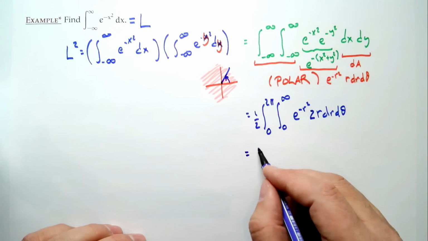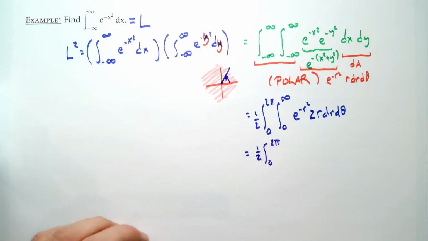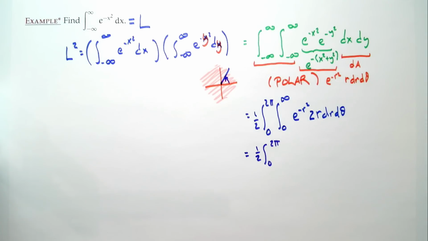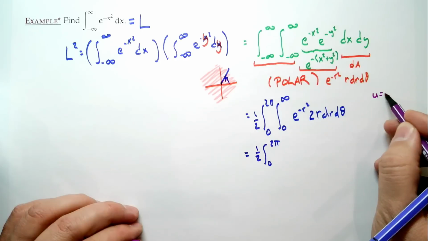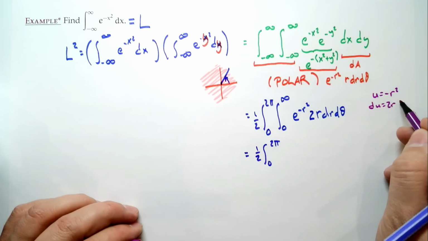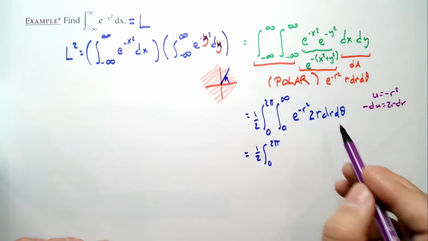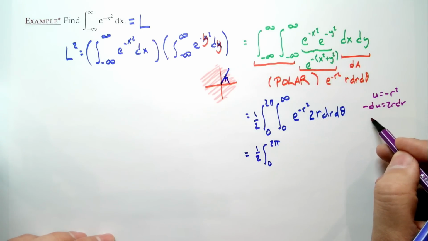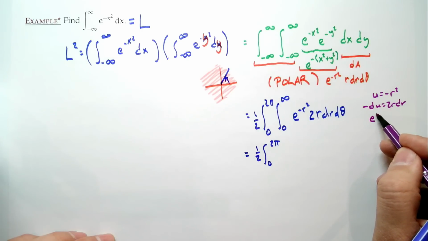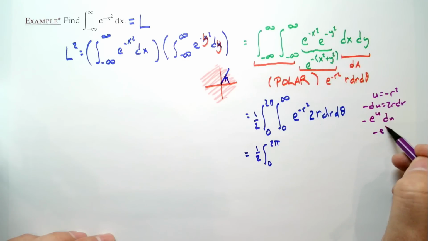And we're integrating with respect to r. Do you know that? Now you can do u substitution. If you do u substitution on the side, you could say, well, let u equal negative r squared. du is minus 2r dr. Whoops, I forgot the minus. I'll put it on the other side. Minus du is 2r dr. So this becomes, in the end, e to the u du with the minus. So it's minus e to the u.